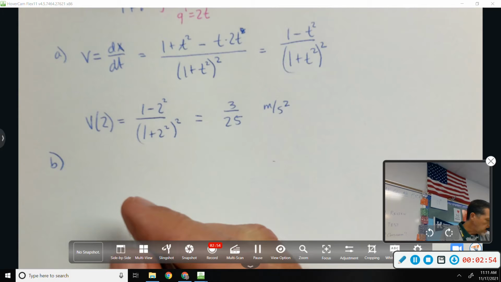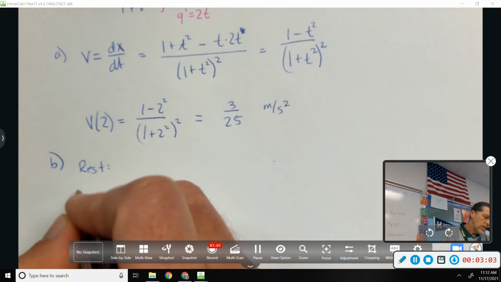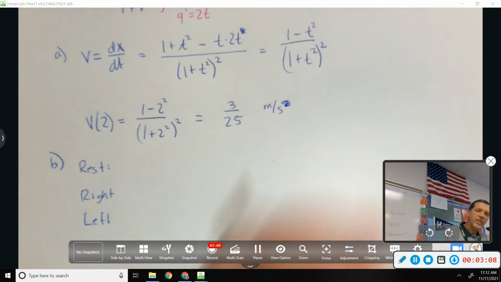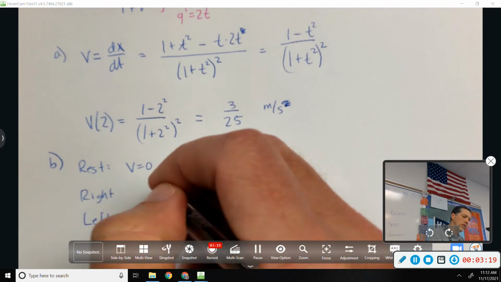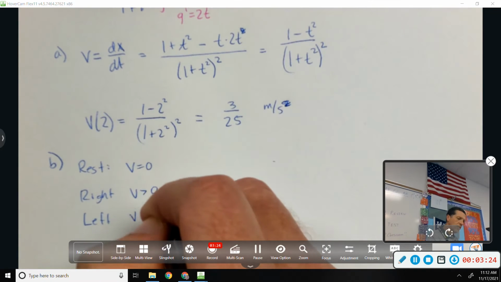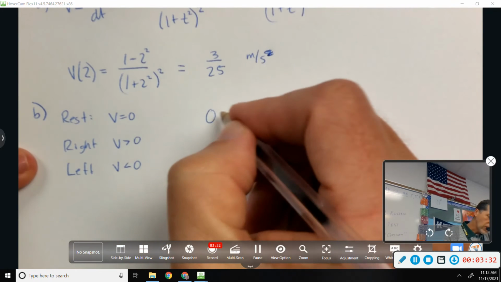Part B. When is the particle at rest? Right, left, justify your answers. Let's justify first. Meters per second squared. Whoops. Thank you. Acceleration. Meters per second. So what am I looking for? When is it at rest? How will I know? v is equal to 0. How about moving to the right? v is greater than 0. And then v is less than 0. So there's my justification from the get-go. Now I kind of know what I'm looking for. So let's find the rest first.